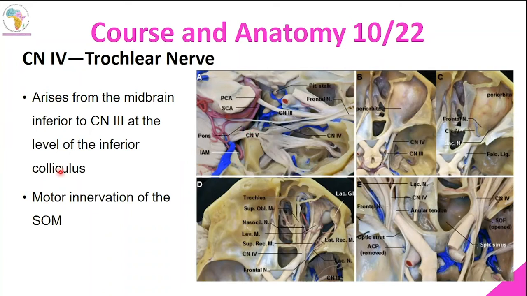This actually has a clinical relevance in that it is more prone to be damaged because of its long intracranial course. Where function is concerned, the trochlear nerve has a specific motor function. It is responsible for supplying motor fibers to the superior oblique muscle that is responsible for rotating the eye outwards as well as downwards.